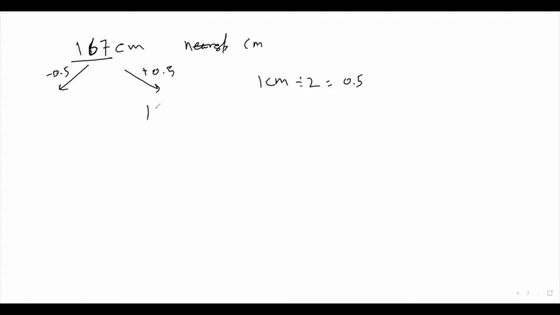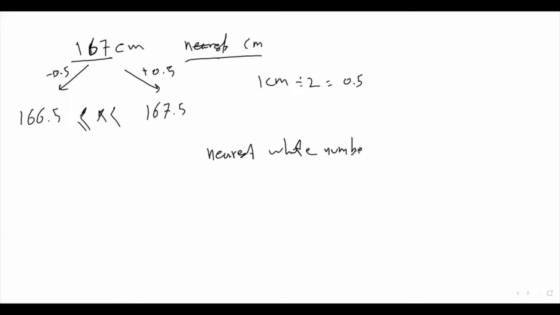So the upper bound would be 167.5. The lower would be 166.5, and the number lies within this range, right? So that's an example of the nearest cm. And sometimes they say we round a number to the nearest whole number. So that's another phrase that they can use. So you shouldn't be tricked by that.